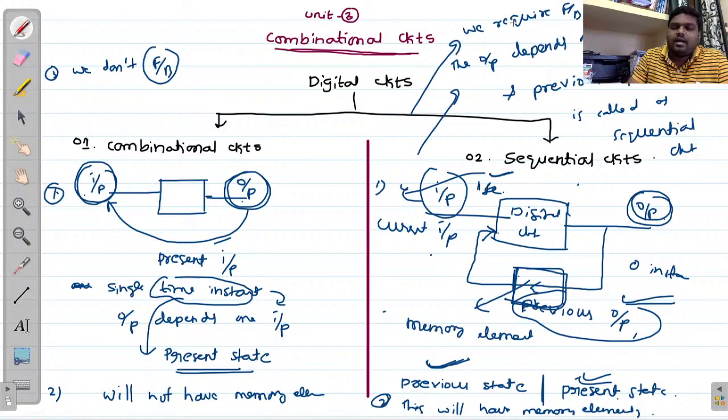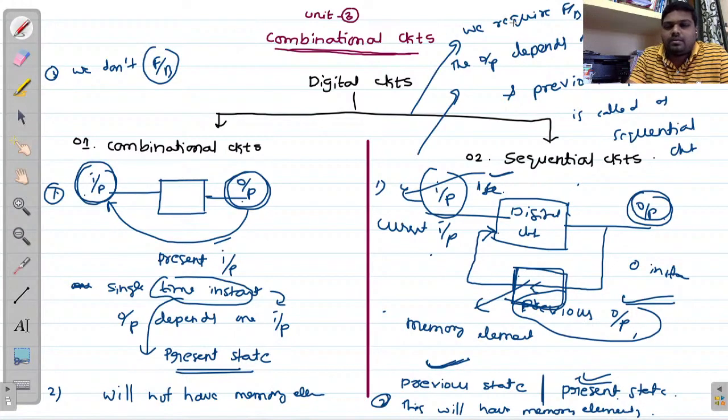And you can write some more differences also. Some people write less complexity: combinational circuits are less complex, sequential circuits are more complicated. Like that you can provide some more differences. These are the main differences: memory element, feedback element, and present state versus present and previous state. These are the fundamental differences between combinational circuits and sequential circuits. Okay, so you have to remember that.